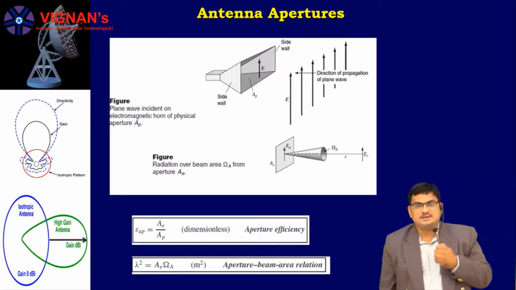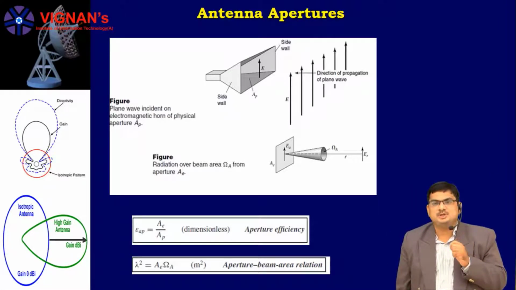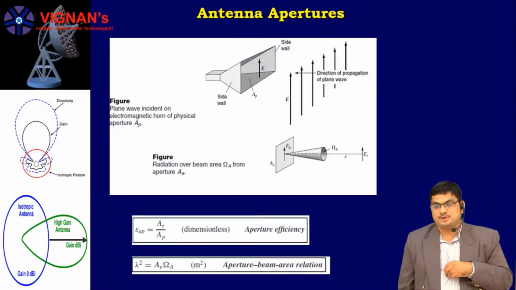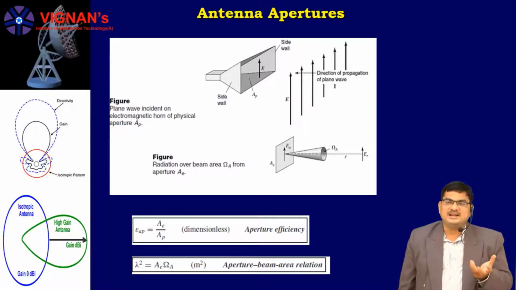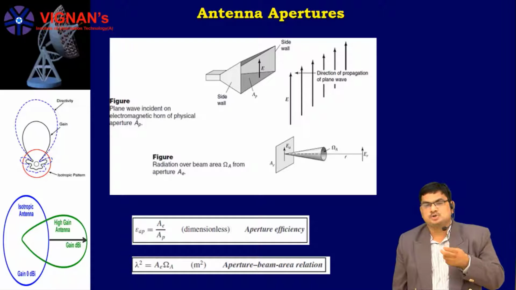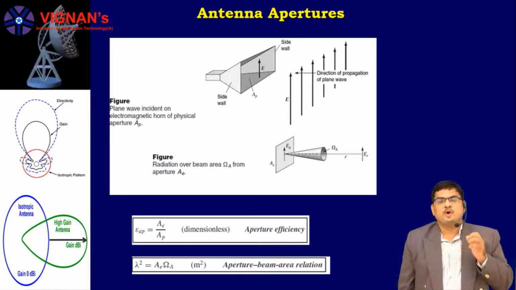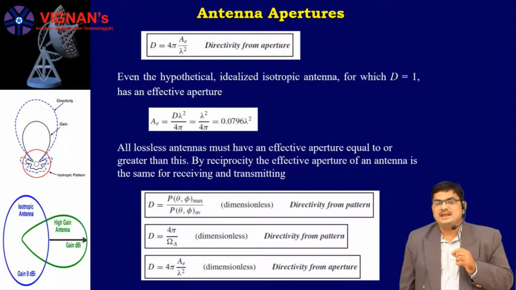The relation between aperture and beam area is lambda square equals the effective area into the beam area, that is AE into omega A. And we can define directivity in terms of effective aperture: D equals 4 pi into AE by lambda square.